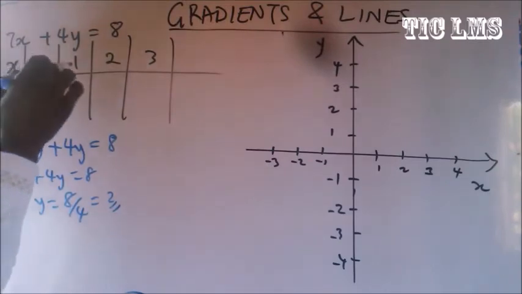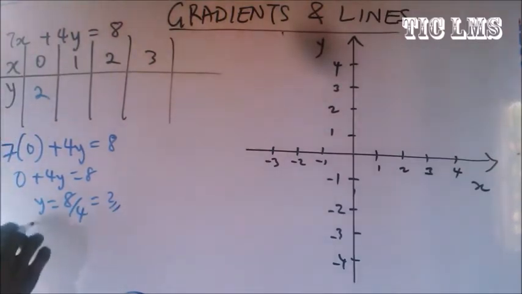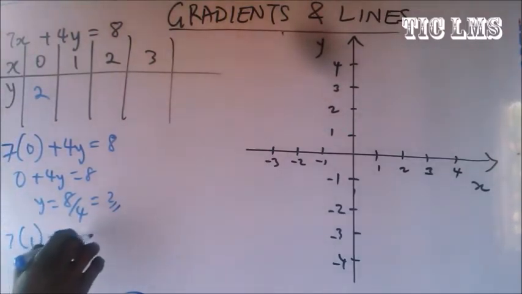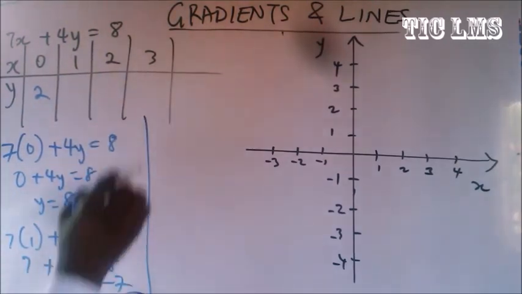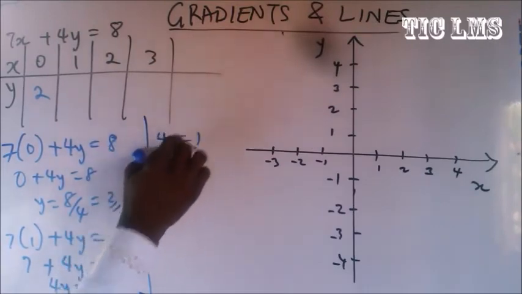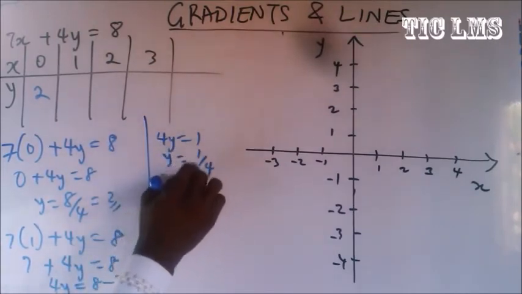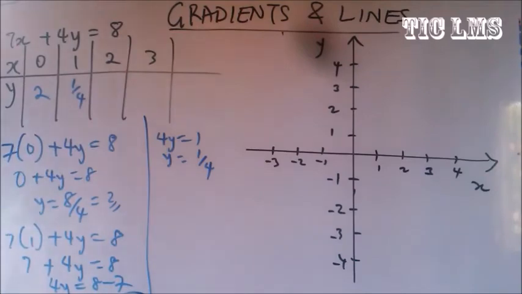Then when x is 1, we'll have 1 here, plus 4y equal to 8. What will be the value of y? 7 times 1 gives 7, plus 4y equal to 8. Here we'll have 4y equal to 8 minus 7. And so we would have 4y equal to 1. So y equal to 1 over 4. So we have this as 1 over 4.